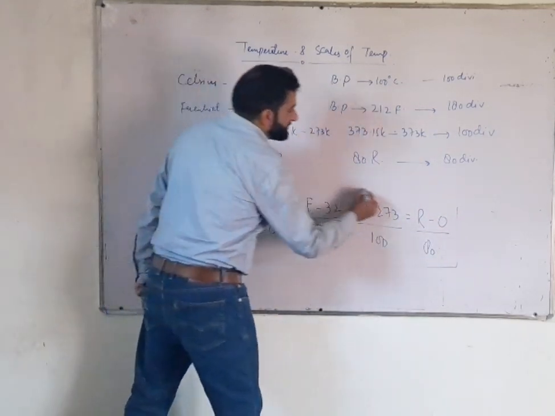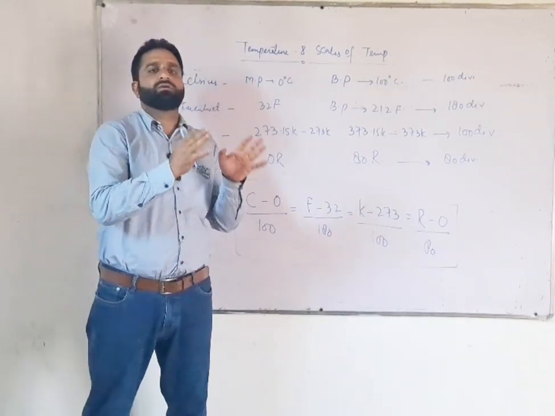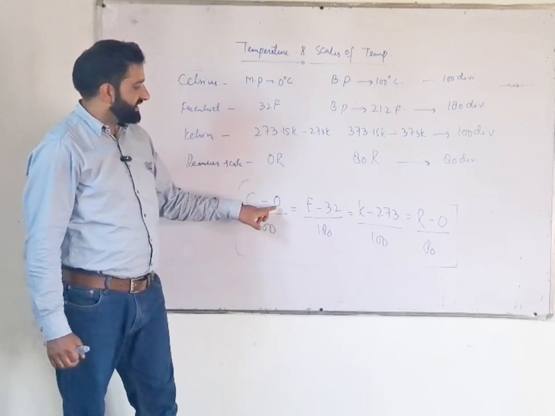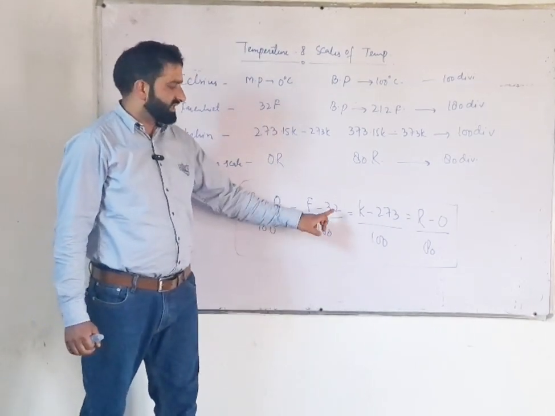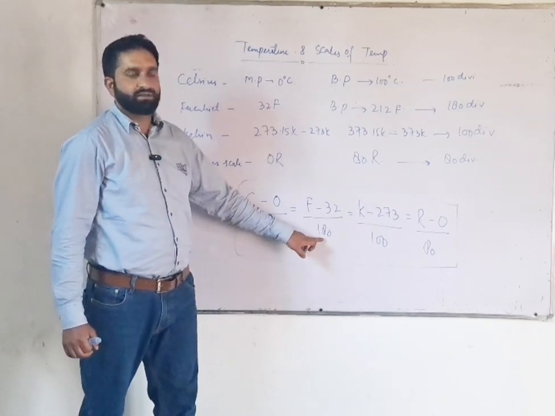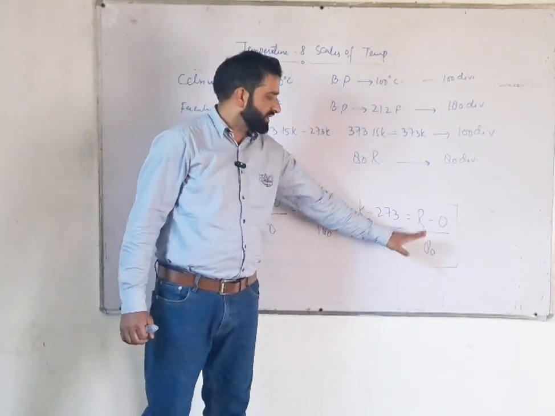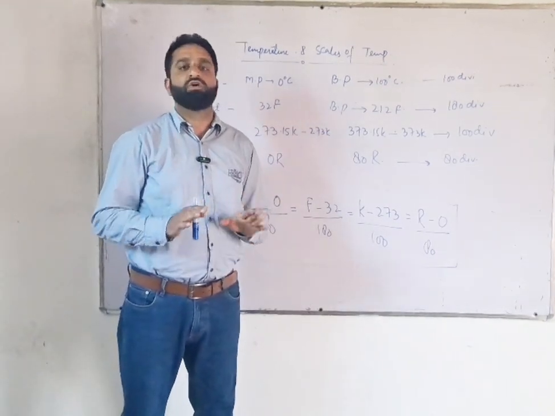This equation enables us to convert the value of temperature in one scale to the value in another scale. Let us repeat. Here we have the Celsius scale minus the melting point divided by the number of divisions, the Fahrenheit scale minus the melting point, that is 32 degrees Fahrenheit, divided by the number of divisions, the Kelvin minus the freezing point divided by the number of divisions, and the Reaumur minus the melting point divided by the number of divisions. The melting point and the boiling point both are of water.